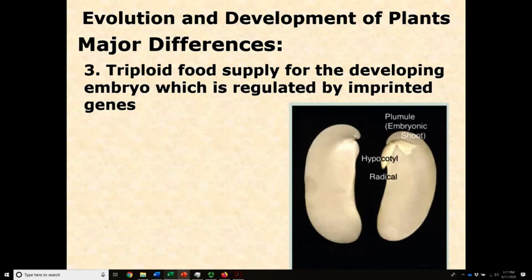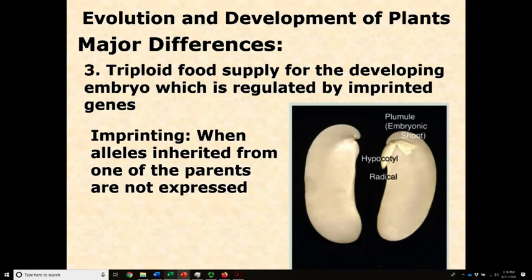Okay? So just be aware, and they've labeled the different parts of the developing embryo, that is a very clear difference. It's almost like a separate fertilization event, but it only creates a food source, not a viable living organism.